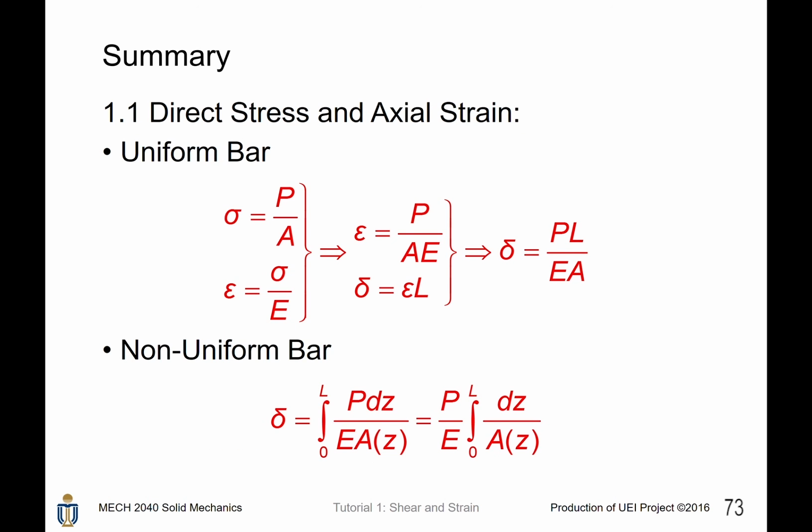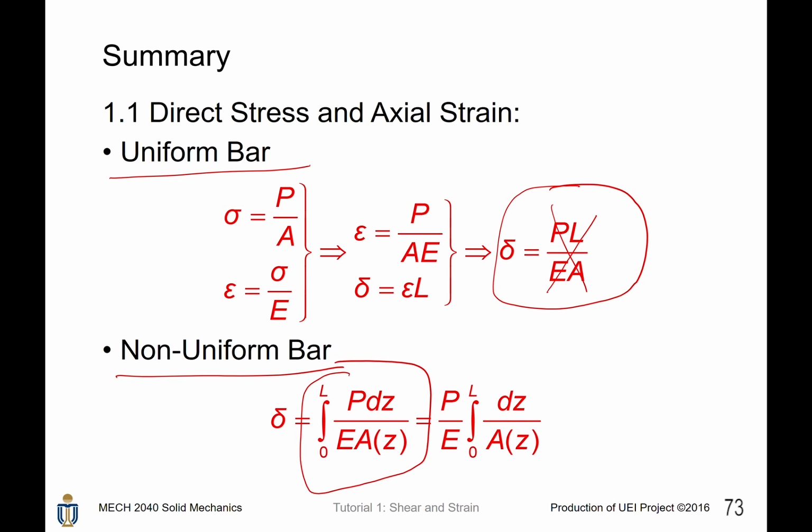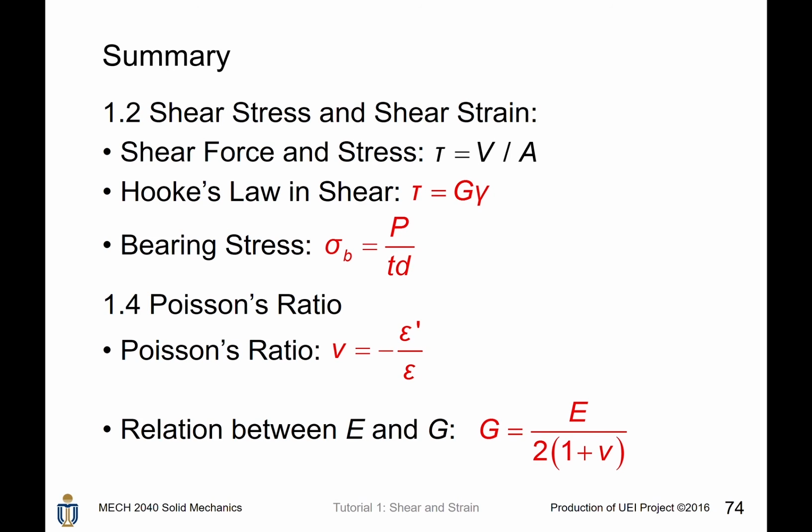Finally, let's do a quick summary of all about this tutorial. So in 1.1, we talked about the change of length of uniform bar and the non-uniform bars. For uniform bar, still remember it is delta equals PL over EA. For non-uniform bar, it is just like you rewrite this formula into the integral form. We also discussed the shear stress and the shear strain. The shear stress is given by tau equals V divided by A. V is the shear force and tau is the shear stress. A is the cross-sectional area. Notice that it is a kind of average.